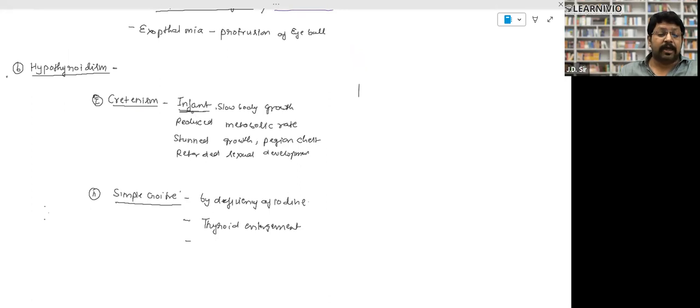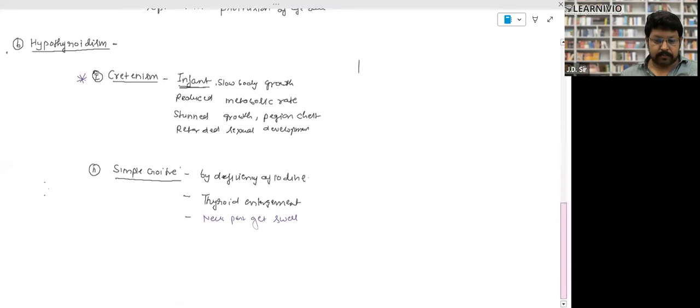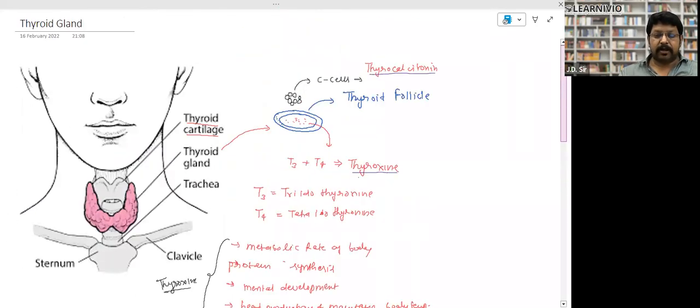Cretinism means infants, and these are all very important. Cretinism is caused due to hypothyroidism. Infants with slow body growth, it reduces the metabolic rate. Stunted means short growth, pigeon chest, and retarded sexual development. That is called cretinism, because this hormone is directly related to growth, that's why it is also called a growth hormone. Then simple goiter. I have told you that by the deficiency of iodine, the thyroid gland enlarges and the neck part swells. Is it clear?